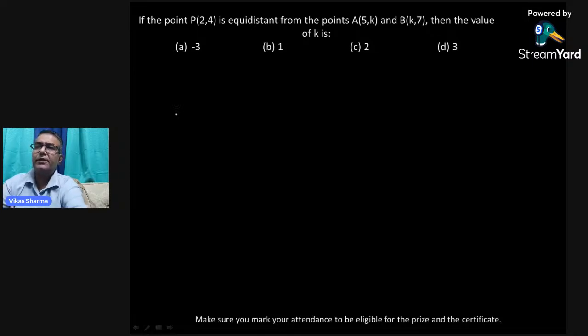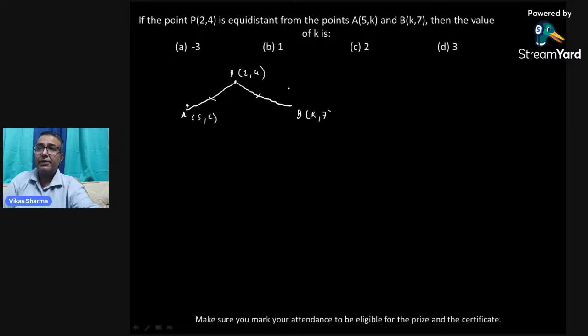So basically, let's understand what the question is saying. There's a point P which has the coordinates 2, 4 and it is equidistant from the points A and B. So let's say this is the point A and this is the point B, and it is equidistant from both of them. That means the distance to the 2 points is going to be the same, and the coordinates of point A is 5, k and the coordinates of point B is k, 7. We have to find the value of k.